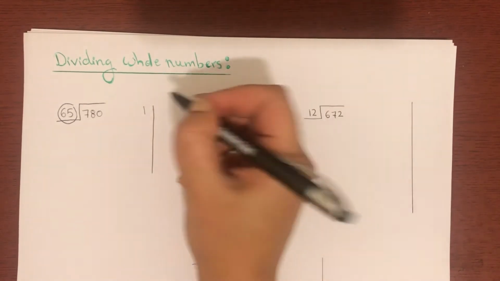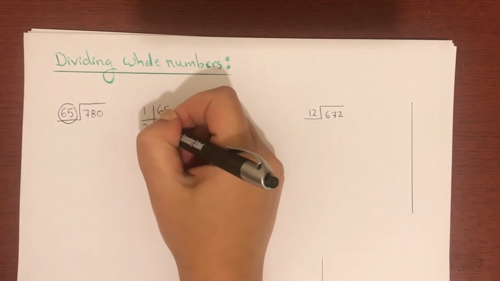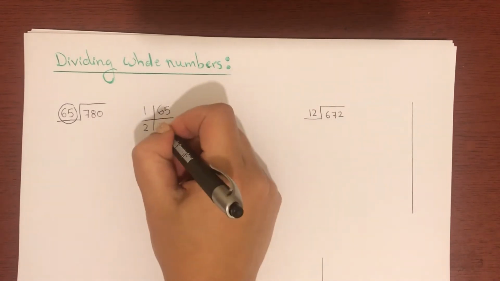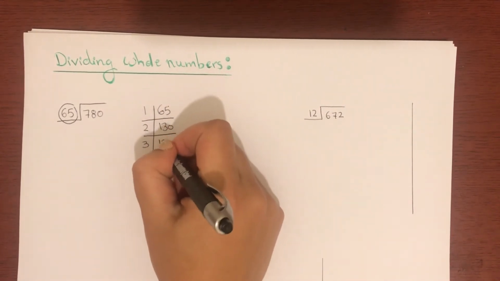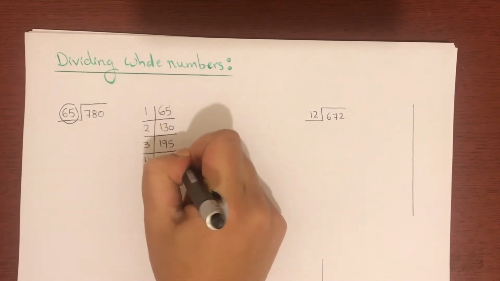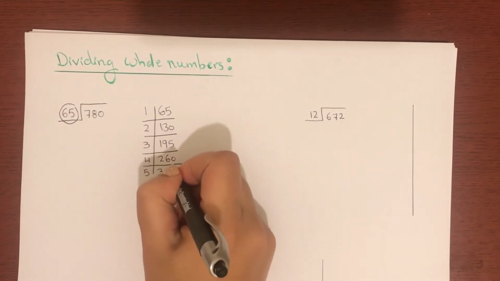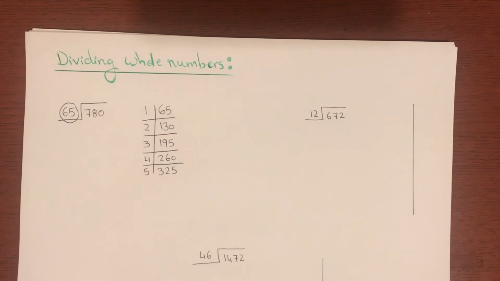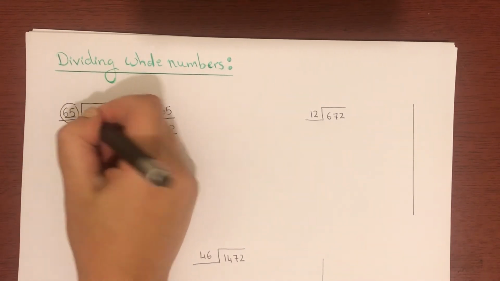So 1 times 65 is 65. 2 times 65 is 130. 3 times 65 is 195. 4 times 65 is 260. And 5 times 65 is 325. So we want to stop at 5 at the beginning, and then we can add more to the t-chart if we need to. So the first step is I ask myself, how many times can I fit 65 into 7?